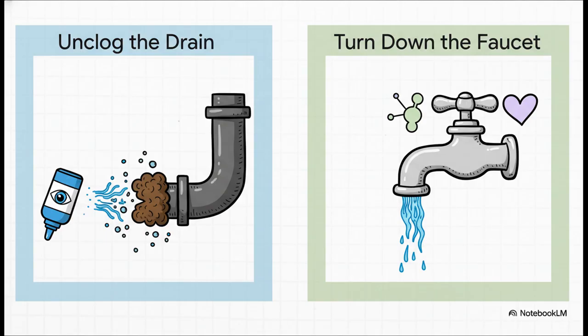Some, like miotics, work by making the pupils smaller, which actually helps pull the iris away from the drainage channels, basically helping to open up the drain. Then you have others, like carbonic anhydrase inhibitors and beta blockers, and they work by turning down the faucet. They reduce how much aqueous humor is being made in the first place. See? The goal is always the same. Get that balance back between inflow and outflow to get the pressure down.